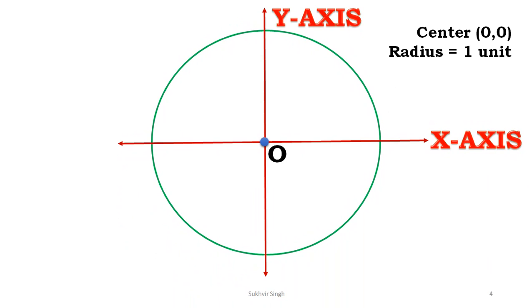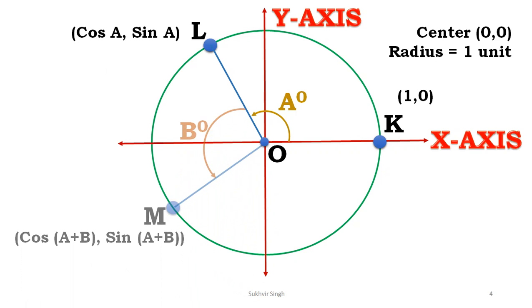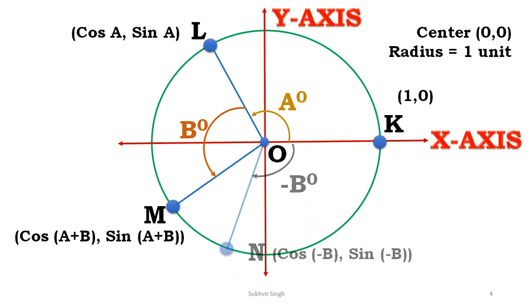Consider the same coordinate, but in this case radius is equal to 1 unit. It means the coordinates of point K are (1, 0). And what about the coordinates of L? As the angle is A, it's (cos A, sin A). If I extend the angle by B degrees, the coordinates will be (cos(A+B), sin(A+B)). If there is a negative angle, that is minus B degrees, the coordinates will be (cos(-B), sin(-B)).